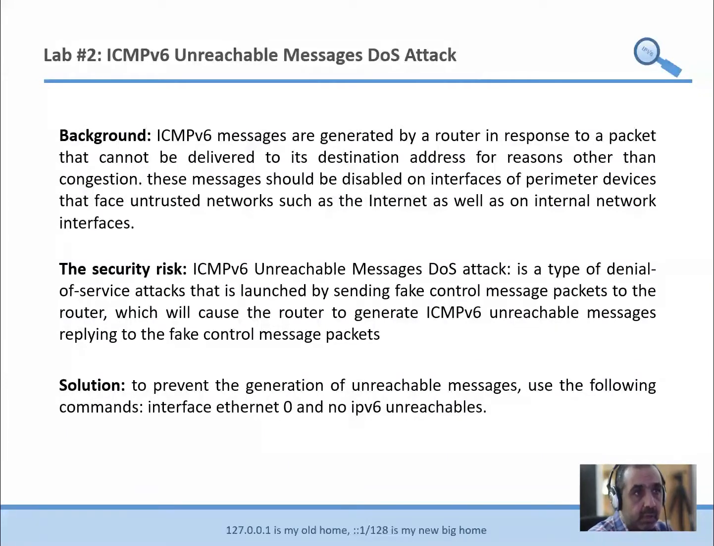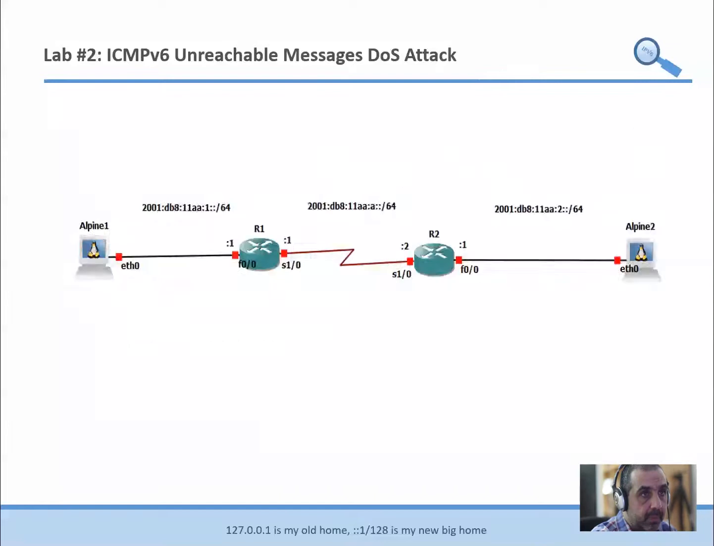The solution: to prevent generation of unreachable messages, use the following command: interface Ethernet 0/0, for example, and then we should issue no ipv6 unreachable.